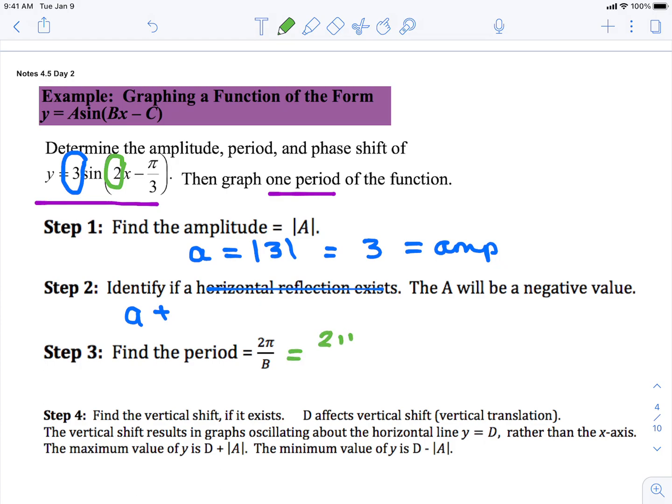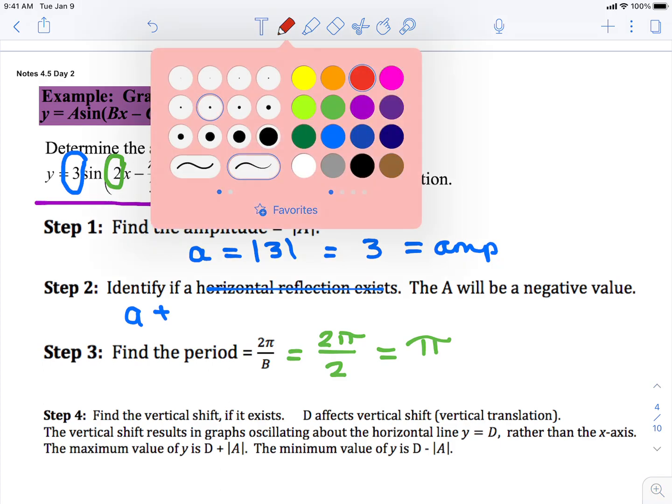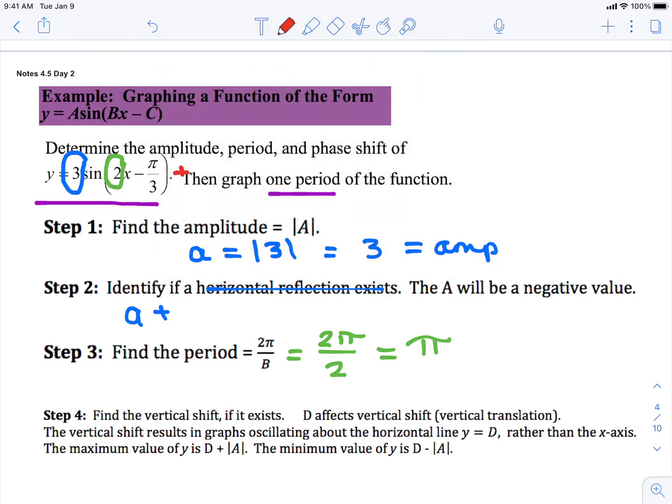So we're going to find the length of one revolution. So we're going to take 2 pi over b. So 2 pi over 2, which is pi. So one revolution will take pi. There is not a plus or minus d at the end, so we do not have a vertical shift.